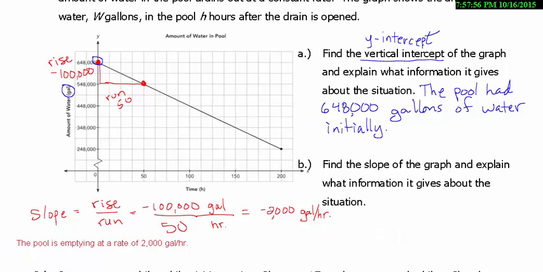Now, even though the question didn't ask us to do this, I am going to write the equation for this situation. We have both pieces of information that we need in order to write this linear equation. We have m and we have b. Our equation would be y equals negative 2,000x plus 648,000. And negative 2,000 means that there was a decrease of 2,000 gallons per hour, and 648,000 means that we started with 648,000 gallons.